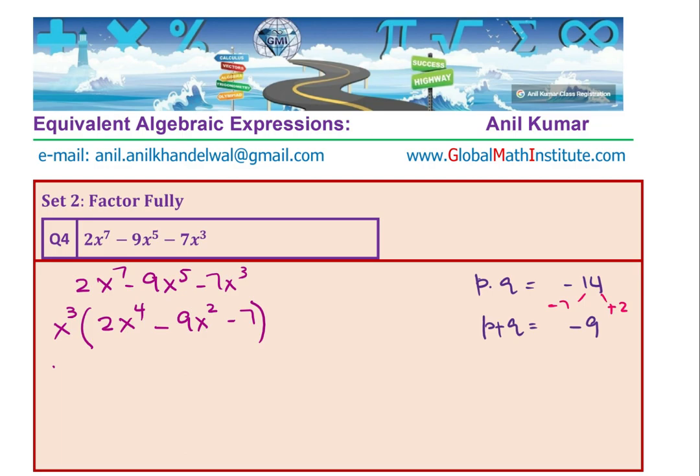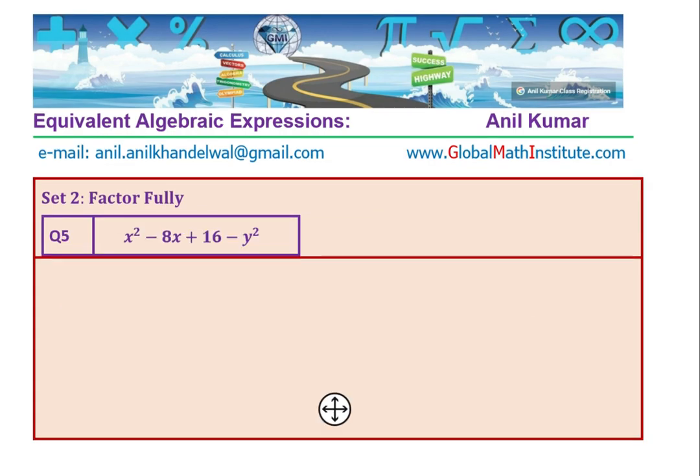You see that? And therefore, we'll write this as x cubed times 2x to the power of 4 minus 9x squared minus 7. Note one thing with this sign, you have to take care of it. Since it is negative, we will have one positive, one negative. If we have that, we cannot get minus 9 as the sum. So it cannot be further factored.